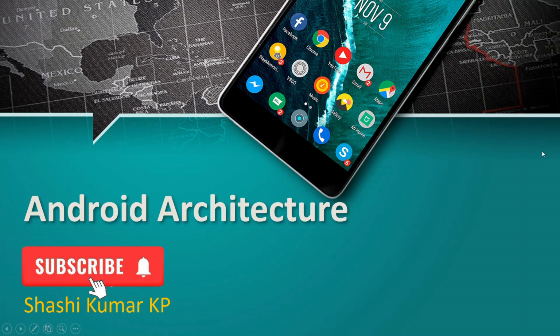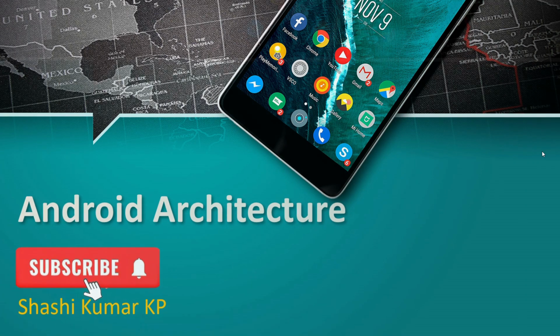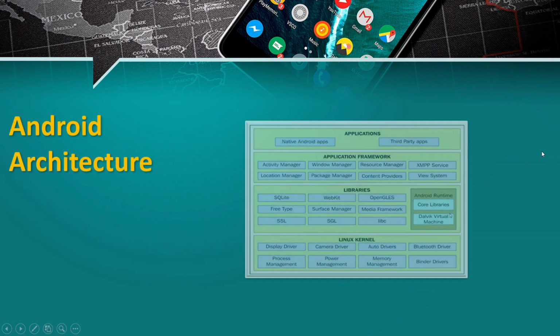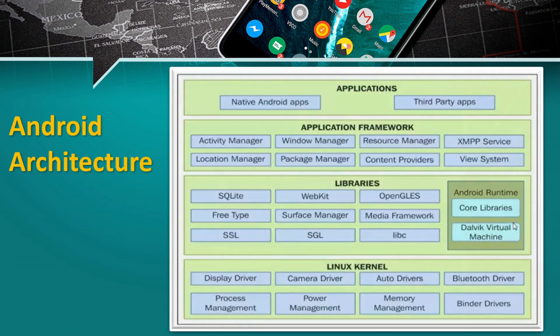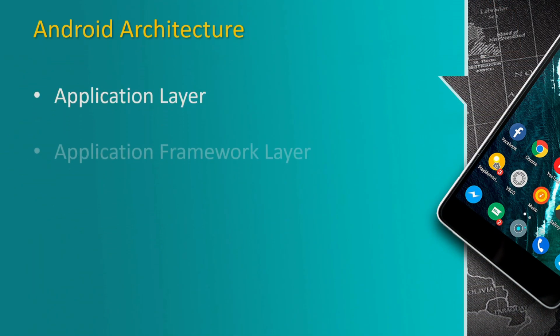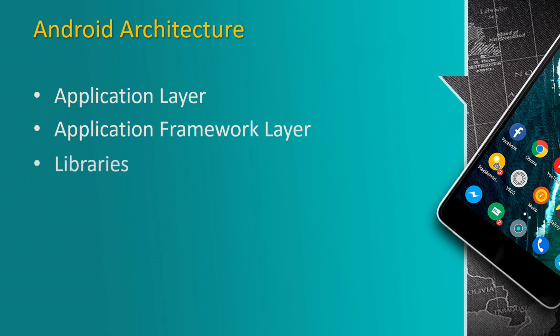Good day to everyone. In this video, we learn about the Android architecture. Android architecture has been divided into four parts: application layer, application framework layer, libraries, and Linux kernel.